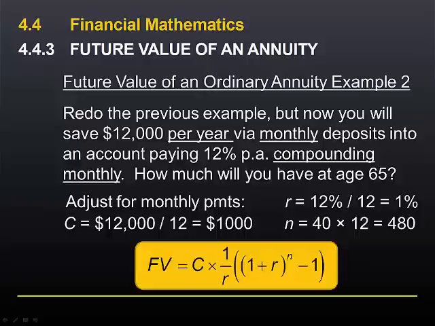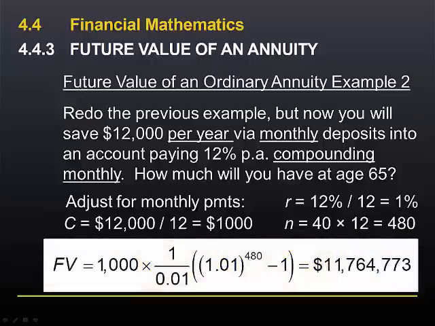Here is the formula for the future value of an annuity. We now have values for C, R and N. So what is the future value of this annuity? The answer is $11.7 million. Significantly higher than the previous example, because not only do we have compounding over 40 years, but we have 480 compounding periods instead of 40. And once again, we're getting more interest on interest, and that increases the total future value.